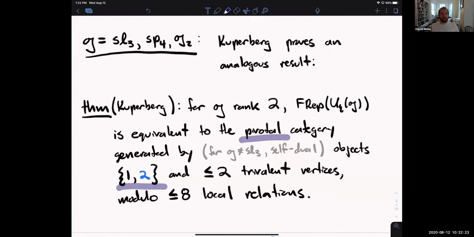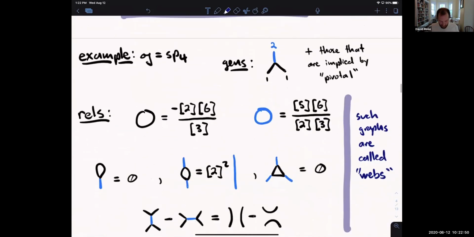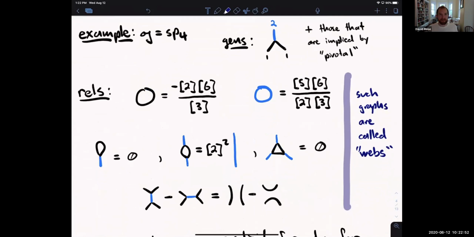And then in this case, we actually need some generating morphisms. Before, somehow all the generating morphisms were implied just by the object and being pivotal. But for here, we need some morphisms. And in each case, there are less than or equal to 2 trivalent vertices. And in each case, for each of these 3 simple complex Lie algebras, there are less than or equal to 8 local relations. So let me make this precise for, well, not SL3, that's maybe the predictable choice. I'll make this precise for SP4.